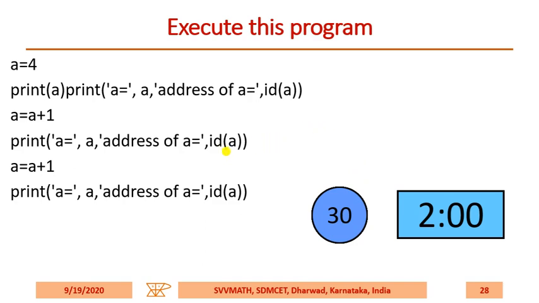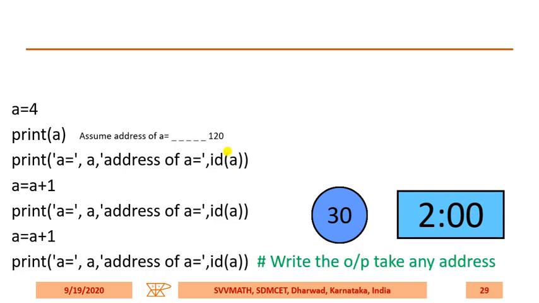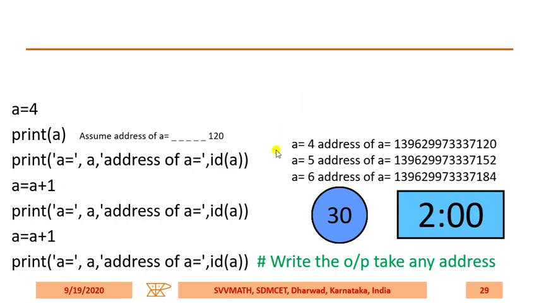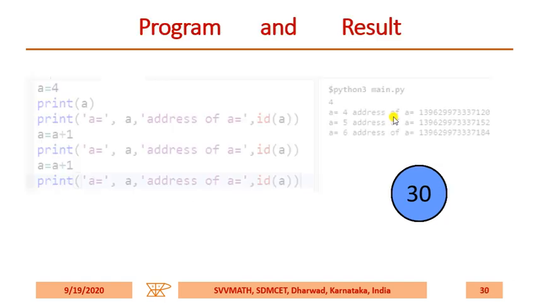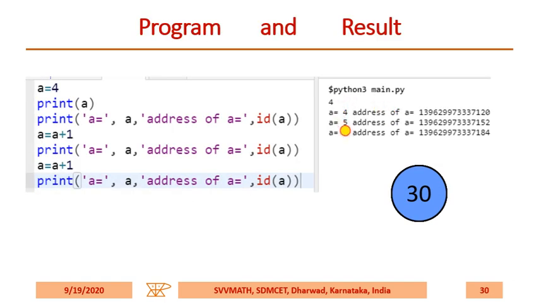I have done this, executed it, and the answer I got is this. Observe here the addresses. Content of A is incrementing, correct, but the addresses are not the same. Try to understand why. Use your common sense. You can execute it also. I'll show you the snapshot also. What I got: 4, 5, 6, A is changing, whereas the address of A is not the same.